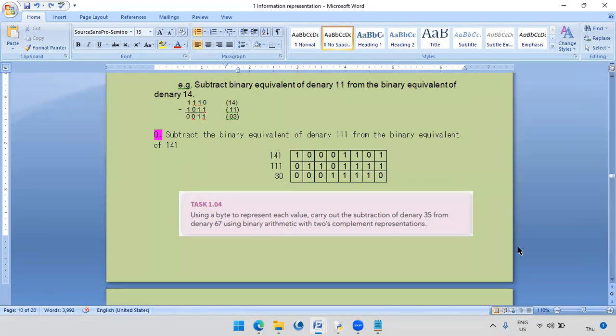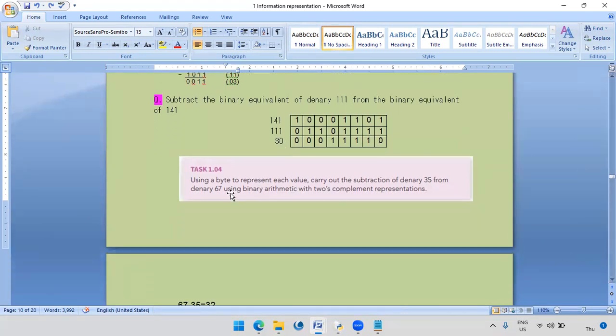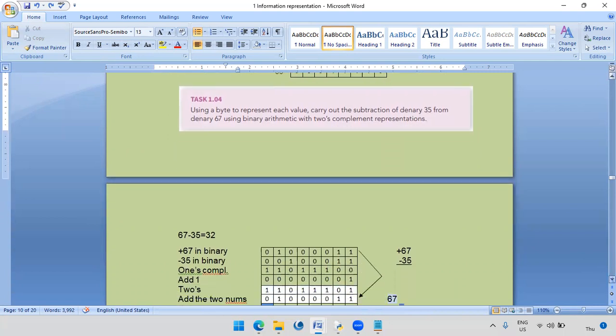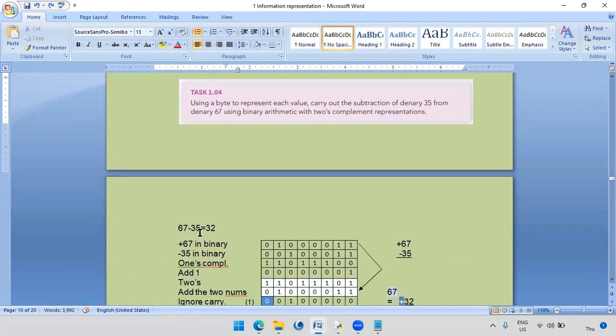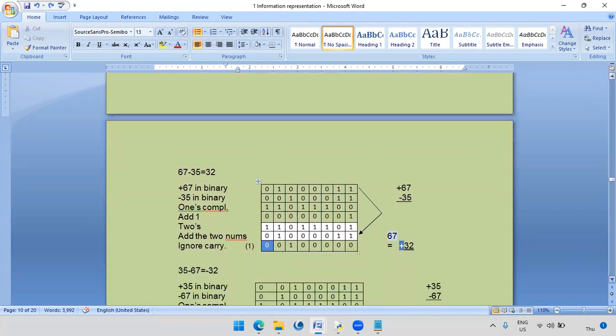Yeah, that's correct. Then task 1.04 for you. Using a byte to represent each value, carry out the subtraction of denary 35 from denary 67 using binary arithmetic with 2's complement representation. 67 minus 35 equals 32. Our normal denary arithmetic. Here, what do we do? We need to overcome these carries and overflows and all that, right? Whatever the negative number, you convert to 2's complement and then add. No subtracting. So first of all, 67 plus 67 is this.